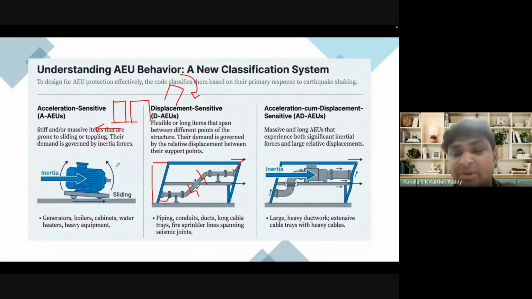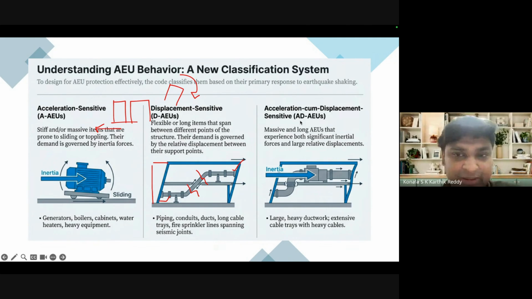There might also be some equipment which is both acceleration as well as displacement sensitive, which means the equipment is going to be heavy and topple, and at the same time the snapping will happen, compromising the integrity of the equipment. So these are the 3 categories which we need to classify your architectural and utilities so as to go with the appropriate design. Now let us stick to acceleration.